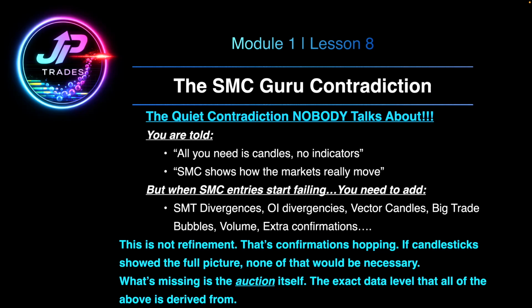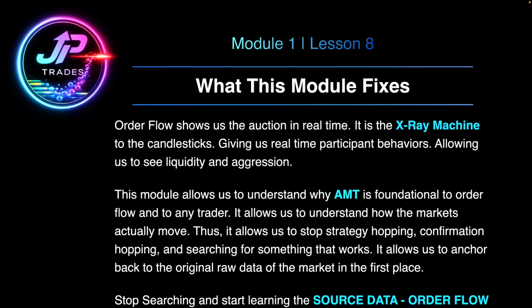Markets move when liquidity is removed. Markets stall when liquidity holds. Markets fail when liquidity refuses to step aside. Structure is the result. Liquidity is the cause. This is module 1, auction market theory. You have to get this down first.